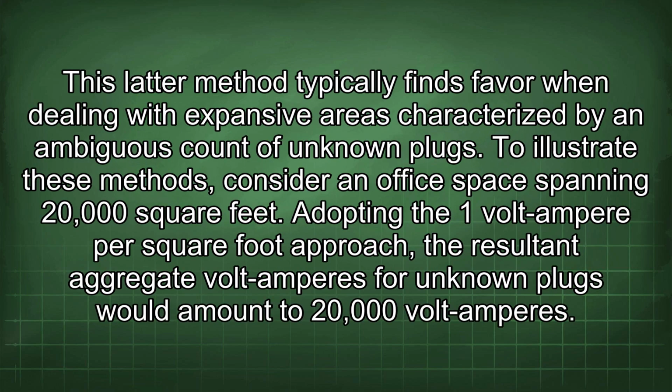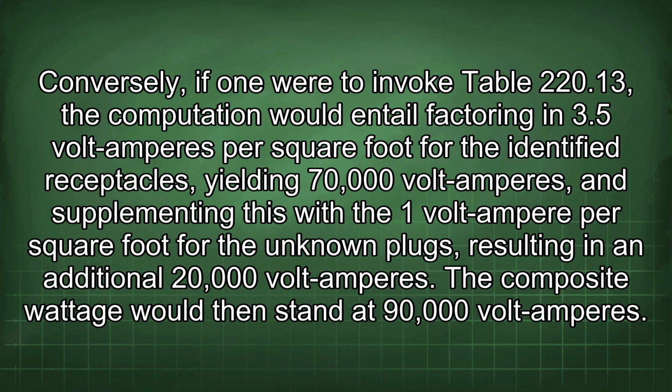This latter method typically finds favor when dealing with expansive areas characterized by an ambiguous count of unknown plugs. To illustrate these methods, consider an office space spanning 20,000 square feet. Adopting the 1 volt-ampere per square foot approach, the resultant aggregate volt-amperes for unknown plugs would amount to 20,000 volt-amperes. Conversely, if one were to invoke Table 220.13, the computation would entail factoring in 3.5 volt-amperes per square foot for the identified receptacles, yielding 70,000 volt-amperes, and supplementing this with the 1 volt-ampere per square foot for the unknown plugs, resulting in an additional 20,000 volt-amperes. The composite wattage would then stand at 90,000 volt-amperes.